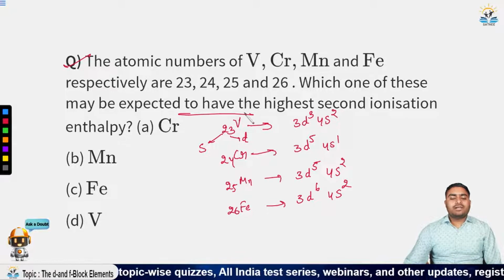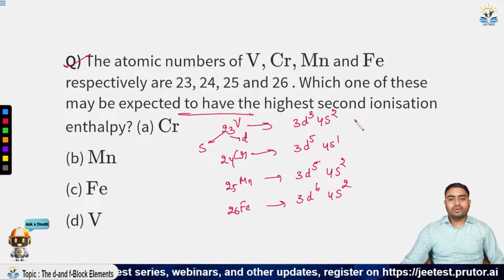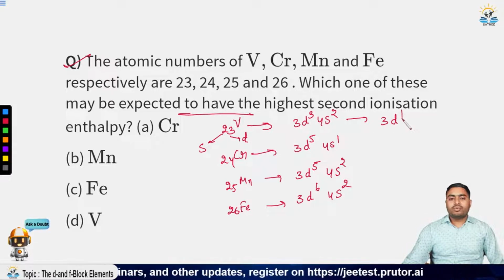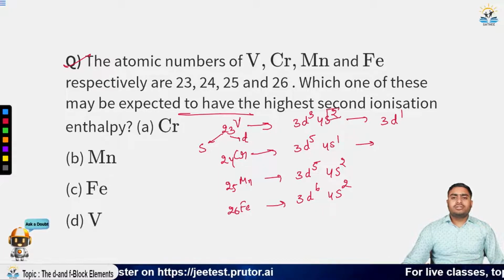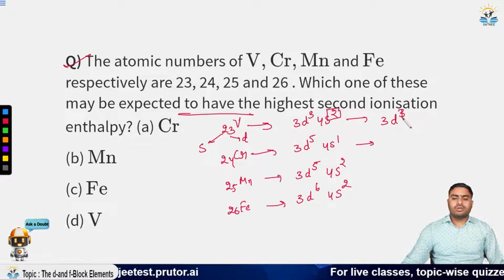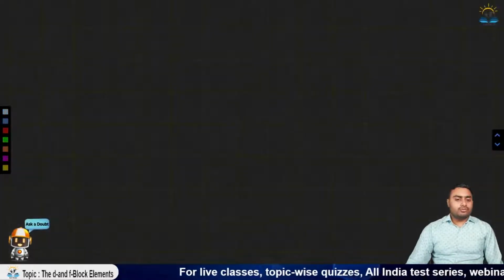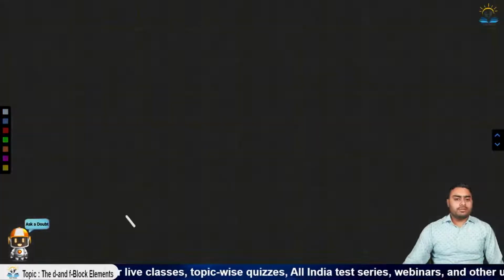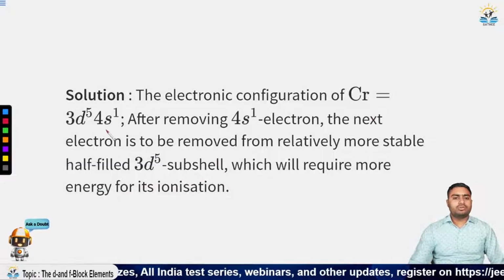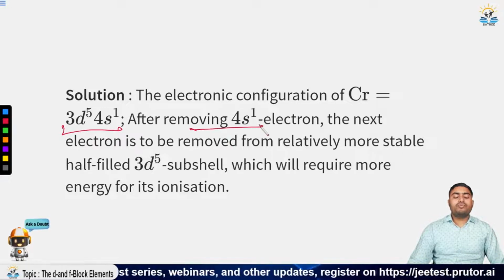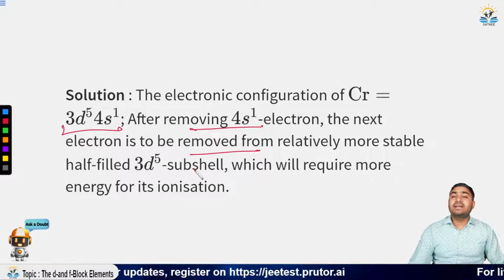The question is saying second ionization energy: if the first electron is removed, then the second electron will be removed. After the removal of 2 electrons, you will get 3D3 for vanadium, as 4S2 will be removed first. Okay, you can understand with this example. The electronic configuration of chromium is 3D5 4S1. After removing the 4S1 electron, the next electron is to be removed from the relatively more stable half-filled 3D5 subshell.